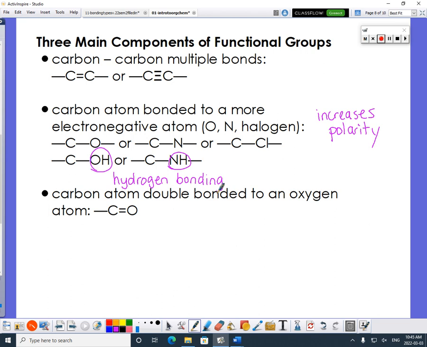And you'll also see carbon double bonded to an oxygen. The good thing about this is that we won't do any expanded octets or whatever. It's going to follow the rules. So carbon will need to have 4 bonds, oxygen will need to have 2, hydrogen needs 1, nitrogen needs 3, so you can follow those patterns.